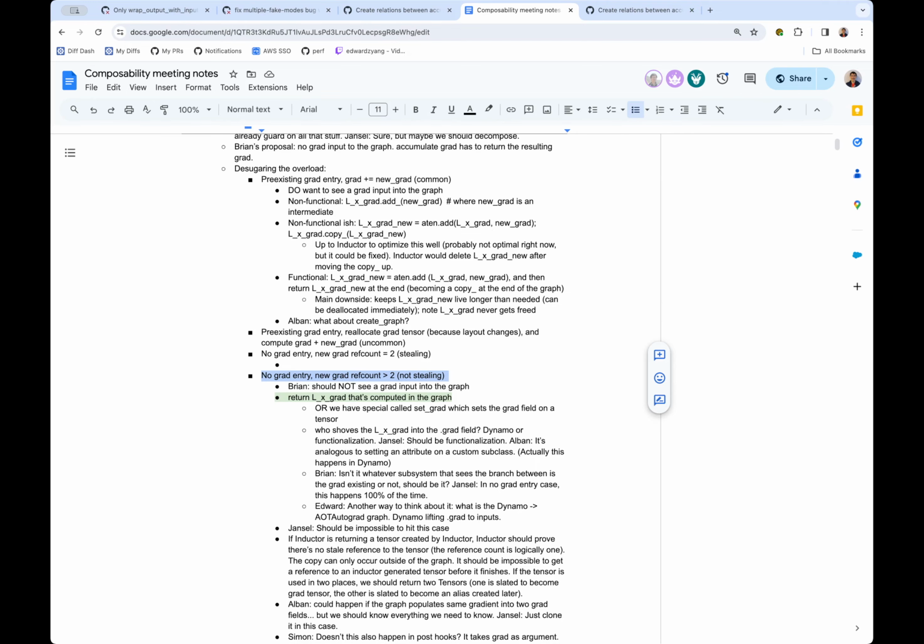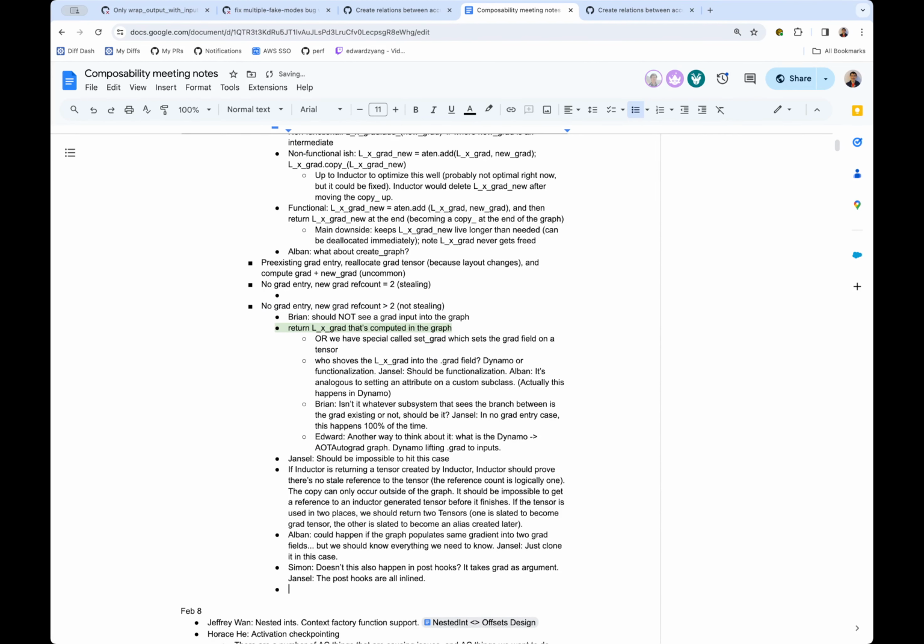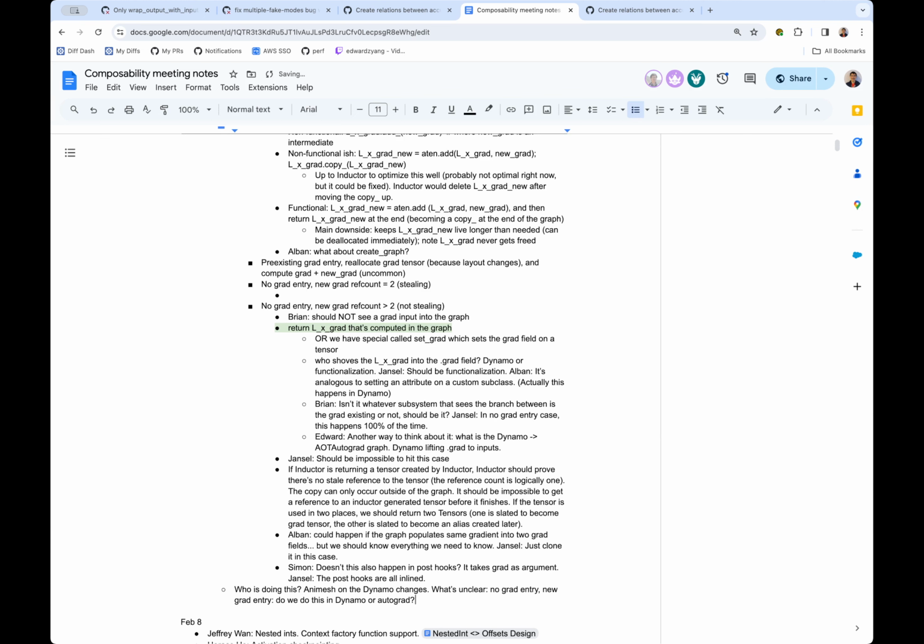Who is working on this? Chin, are you going to try to implement this or what? I was planning to look at Dynamo changes. So Animesh, you're going to look at the Dynamo changes. Yeah. Okay. Animesh, do you like this plan? Does this make sense? It's still unclear about a few things, but yeah, we can discuss offline. Why don't you tell us what you're unclear about? I mean, the no grad entry, new grad ref count. Where should we do this? Should we do this in Dynamo? Should we do this in AutoGrad? I think that's what I'm unclear about. Okay. All right. Thanks.